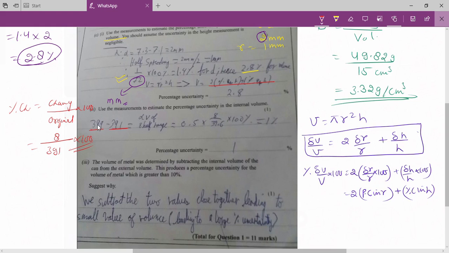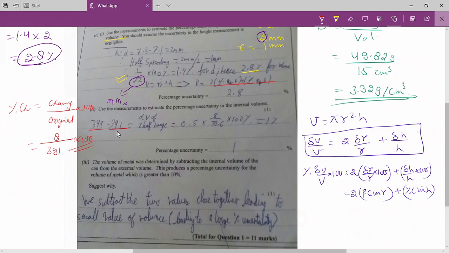But won't that make the error increase for the experiment? Whatever percentage uncertainty, that means 399 you are taking, 400 minus 1.4. Okay, 399 minus 391. Hold on, give me one second. Yes, because if I was there, I would have taken 398, because the last measurement for the internal volume in the table is 398. So I would have taken 398 minus 391.